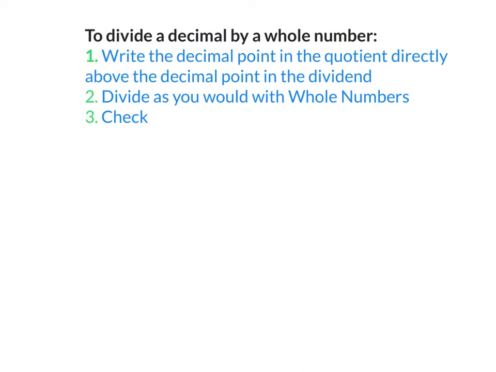Here are the notes to make sure you write down on how to divide a decimal by a whole number. First, you write the decimal point in the quotient directly above the decimal point in the dividend. Second, you divide as you would with whole numbers. And third, you check your problem. So let's take a look at our example problem.